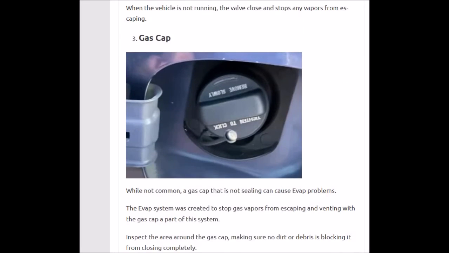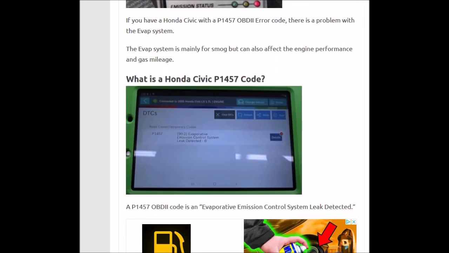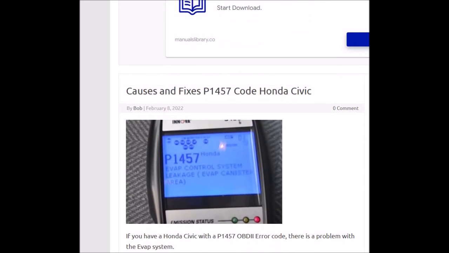And another thing that's not so common, but since it is part of the system, is something to keep in mind: the gas cap, because the whole system needs a seal when the vehicle's running, so that the fumes can be fed back into the engine. And so the gas cap, if it's not closed all the way, or if it's not sealing well, could actually cause some issues there. And so those are some common fixes, and what to look for if you have a Honda Civic and you get a P1457 code.